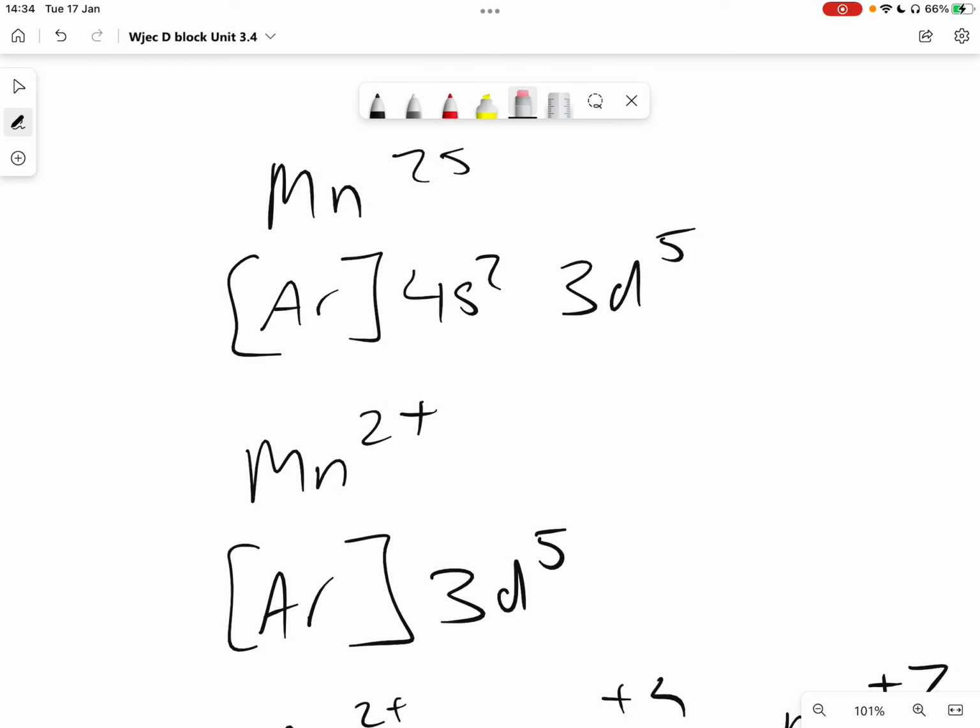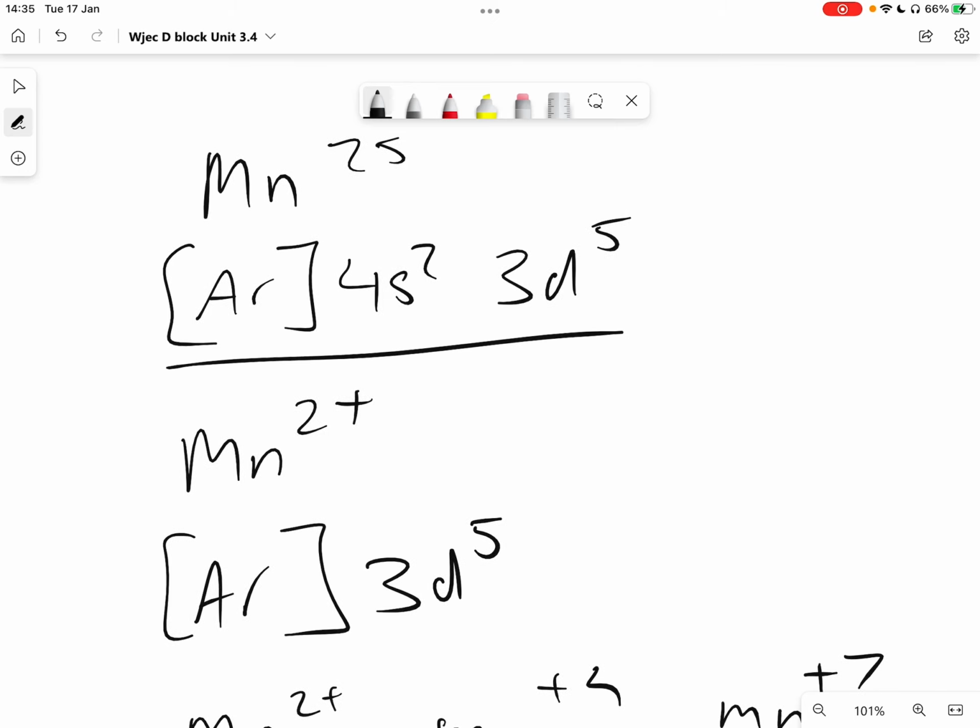Manganese. Now, manganese has atomic number 25, so this is how you write out its configuration in its elemental state: 4s2, 3d5. And now I've written out one of its stable ions underneath, manganese 2 plus. As you can see, both of these are transition metals or transition ions, because this has a partially filled d subshell, and so does this.